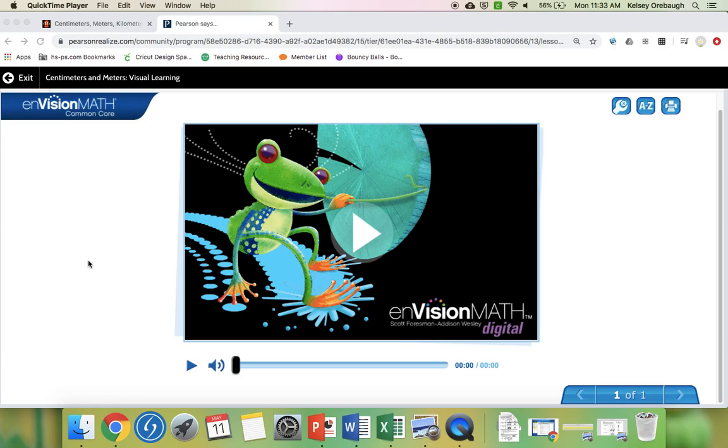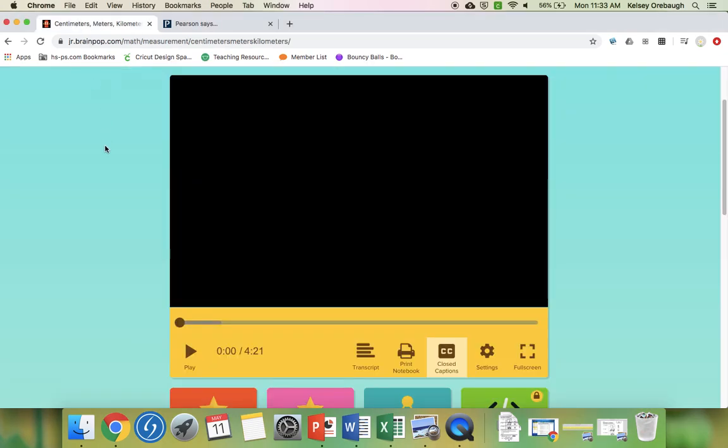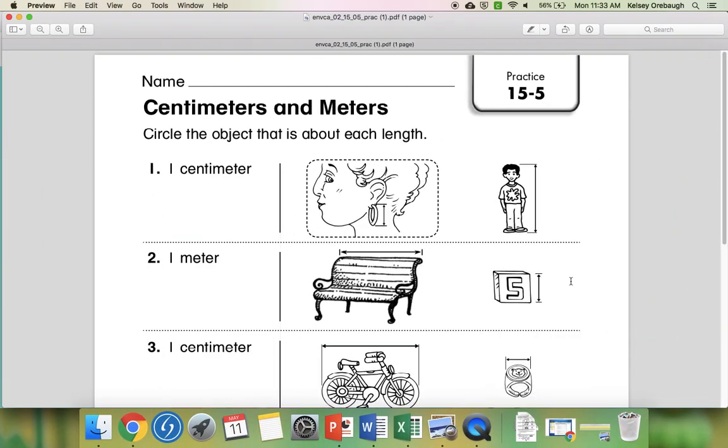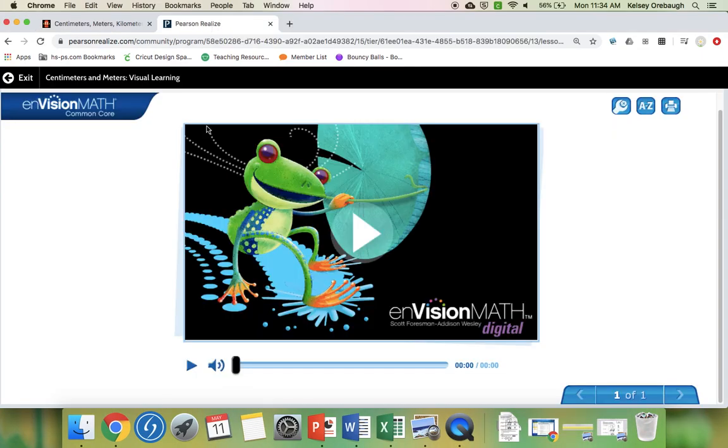So think about which unit of measurement have we talked about already that has the word meter in it? If you said centimeter, you are correct. And we will see how centimeters and meters are related in this lesson. We're going to be looking at the video for centimeters and meters. Then we will be watching a quick part of a brain pop, not the whole thing, on centimeters and meters. And then we will go and work on the practice page for 15-5. All right, let's get started.